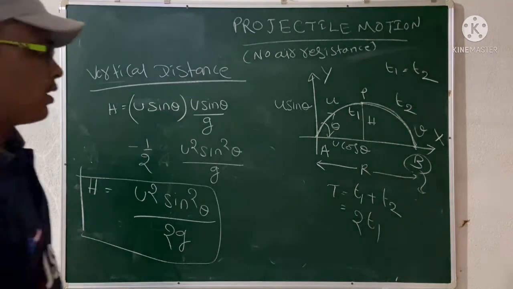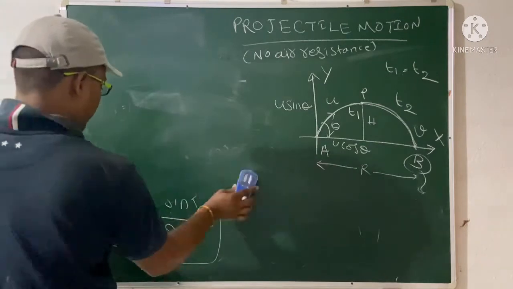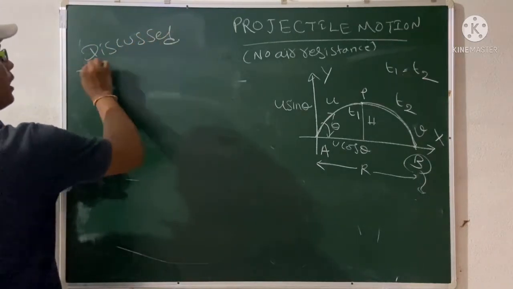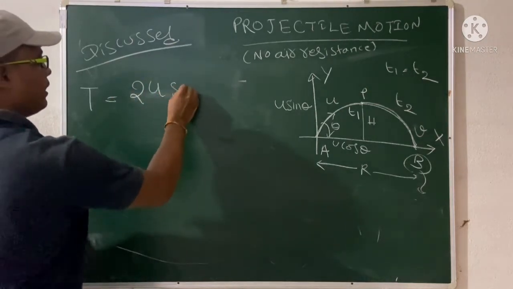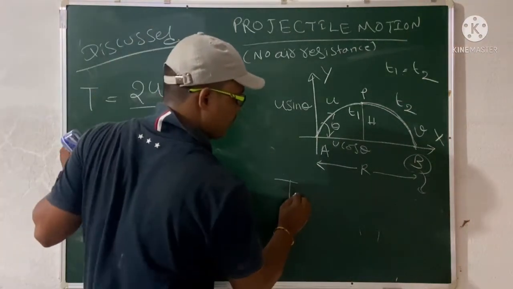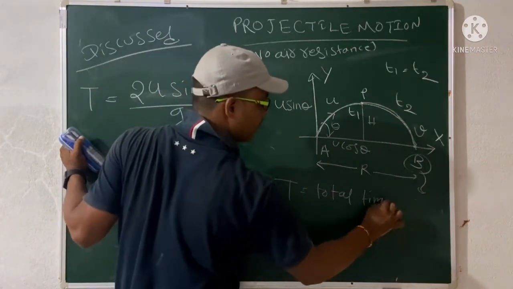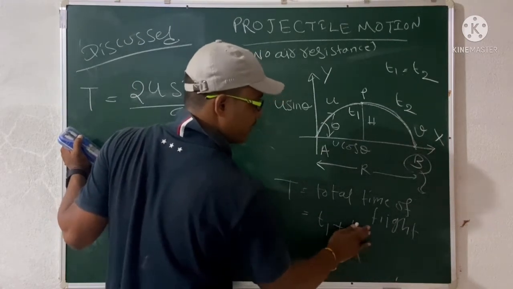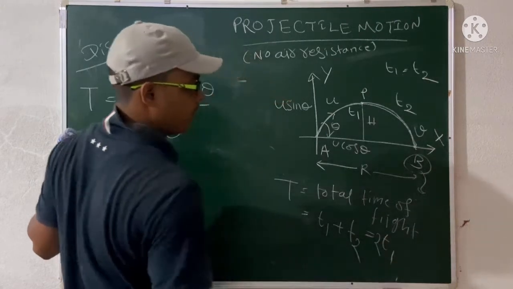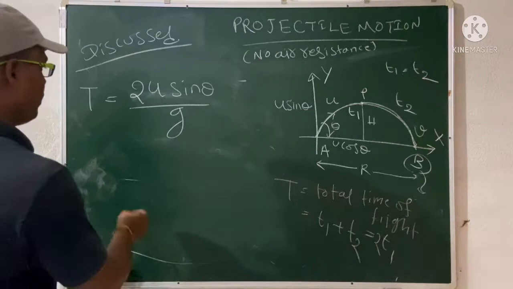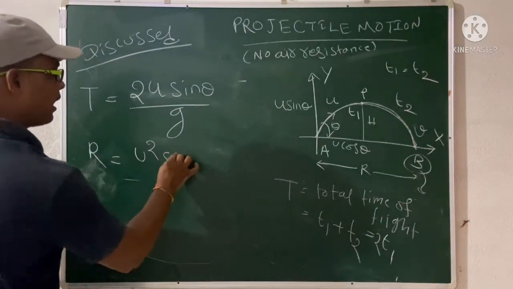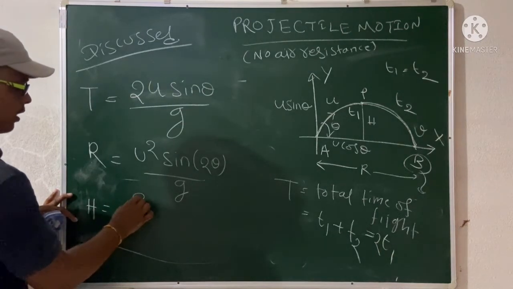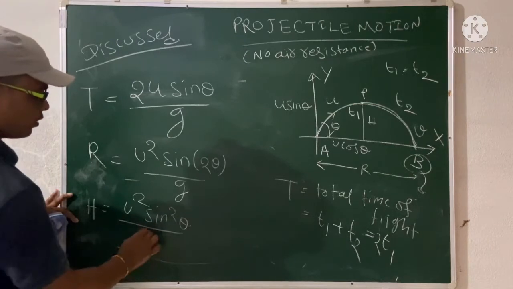Okay. So let's quickly discuss what we have discussed today. We have discussed what is the total time of flight. The total time of flight is 2U sin theta divided by G. T is the total time of flight, which is equal to T1 plus T2, and in physics, if there is no air resistance, then that will be 2T1. T1 equal to U sin theta by G, so 2U sin theta by G. Then what is the range? The range is U square sin 2 theta divided by G. Okay, so what is the maximum height? This is equal to U square sin square theta divided by 2G, right?